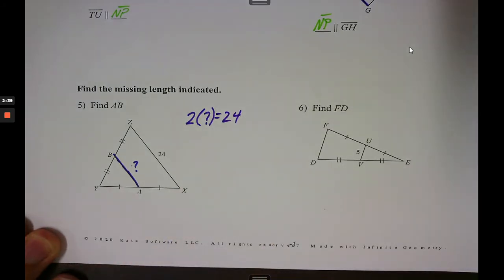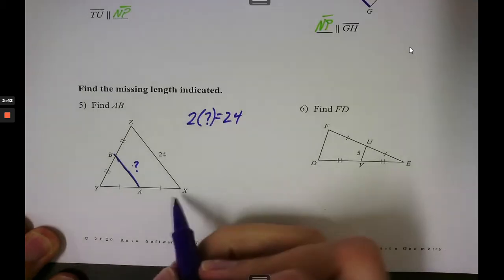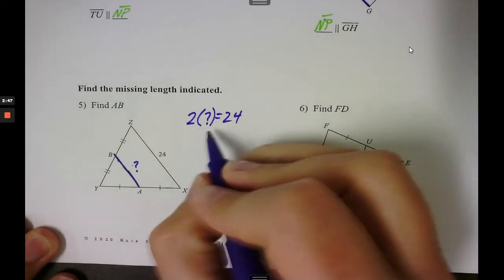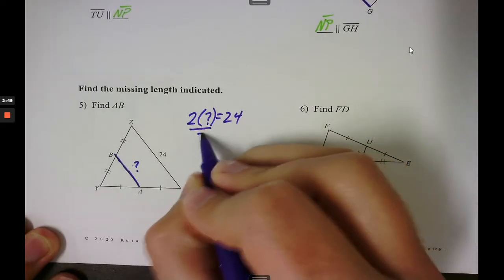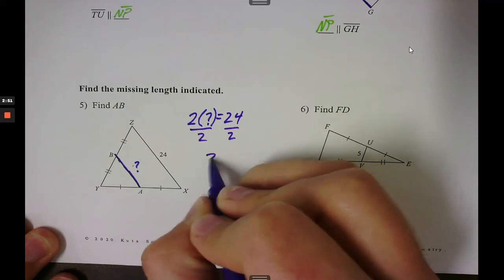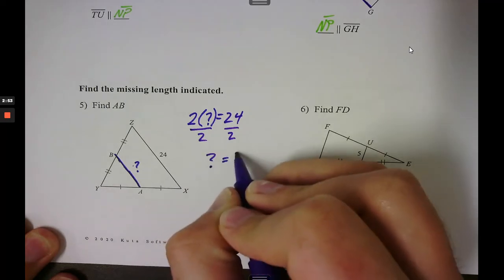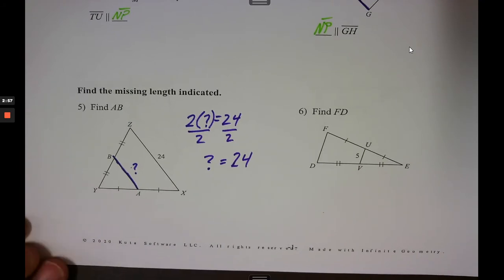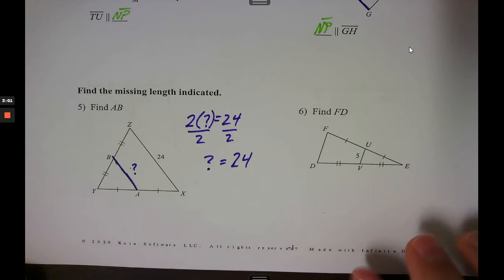Now you can use a variable, x, y, whatever you want. I wouldn't recommend a variable that's already being used in here. That's why I use the question mark. So to solve this, I would divide by 2. And I get that the question mark is 12. Okay? Some of you can probably have done that in your head. 24 divided by 2. Alright? But I'm trying to show all the steps here.